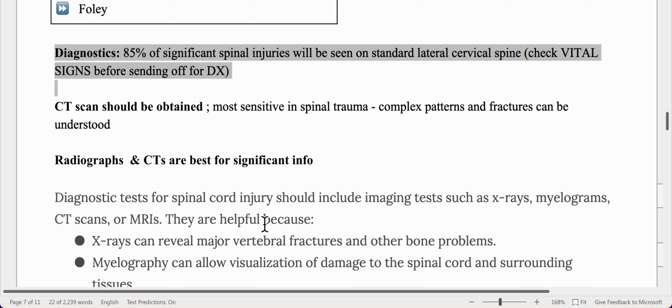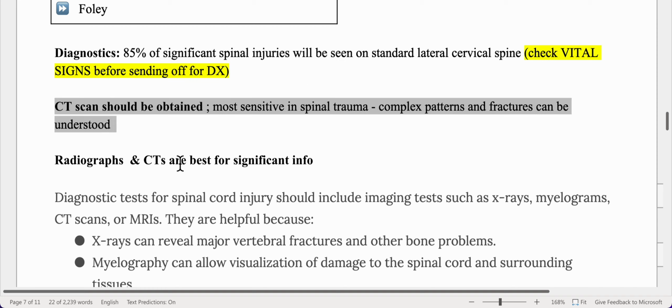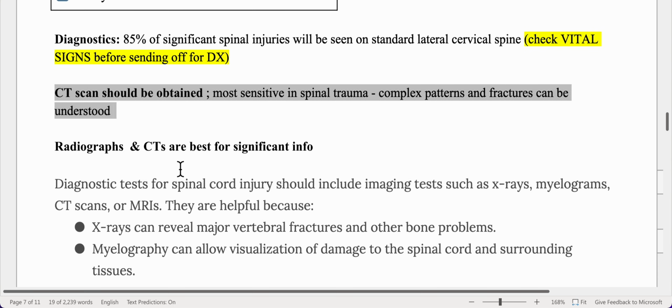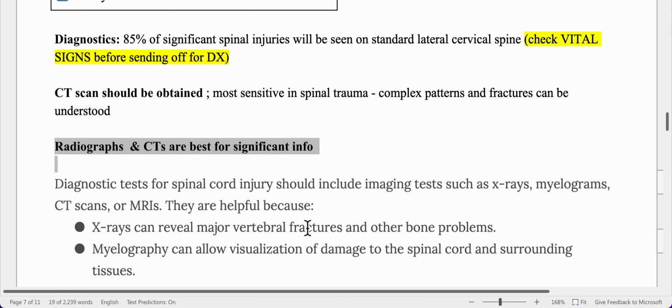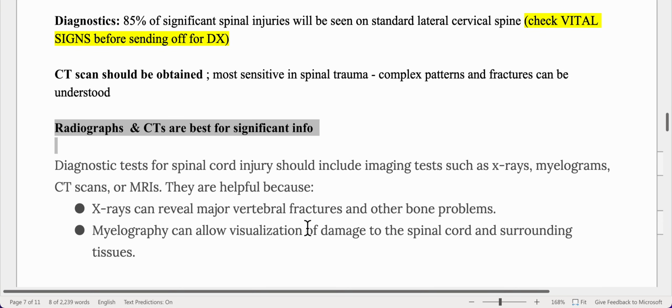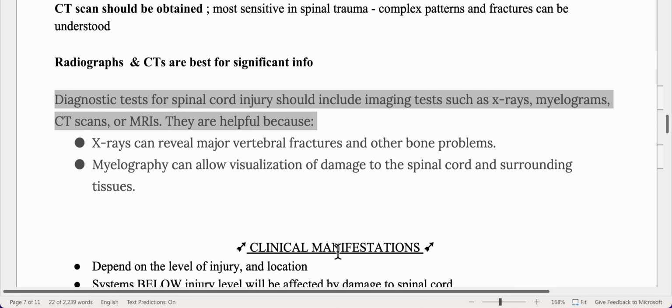Diagnostics: 85% of significant spinal injuries will be seen on standard lateral cervical spine. Check vital signs before sending off for diagnostics. CT scan should be obtained. Most sensitive in spinal trauma, complex patterns and fractures can be understood. Radiographs and CTs are best for significant info.